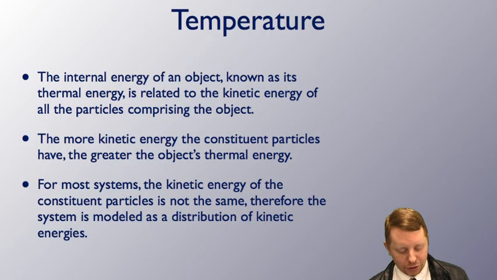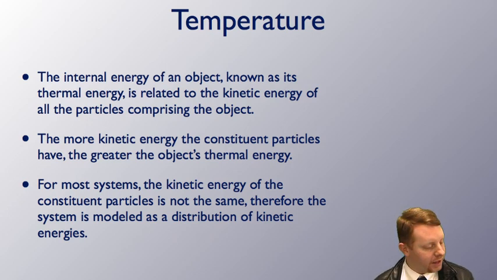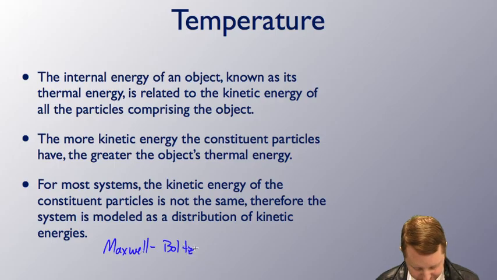Now, to begin with temperature, the internal energy of an object, known as its thermal energy, is related to the kinetic energy of all the individual particles comprising that object. The more kinetic energy the constituent particles have, the greater the object's thermal energy. For most systems, the kinetic energy of the constituent particles is not the same. You've got a distribution. Therefore, the system is modeled as a distribution of kinetic energies. Typically, we analyze this using what's known as Maxwell-Boltzmann statistics, B-O-L-T-Z-M-A-N-N.